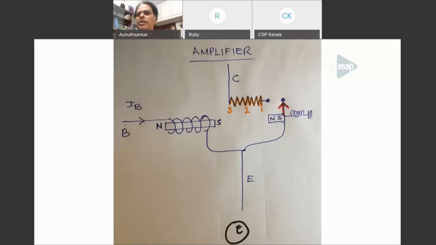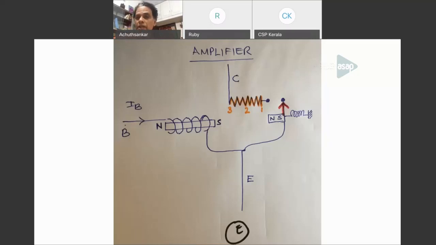If there is no current in the base, then the pointer is pulled back by the spring and it goes to the extreme right position and thereby creates an open circuit between collector and emitter, infinite resistance. No current will flow in the collector emitter circuit. I hope you understand this. And now, suppose you want to amplify a signal.